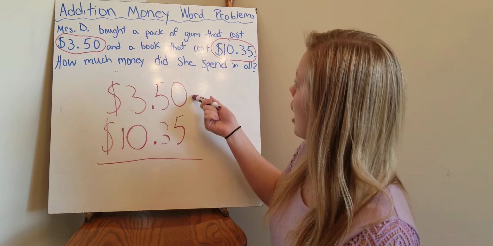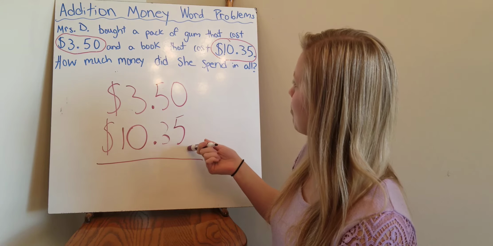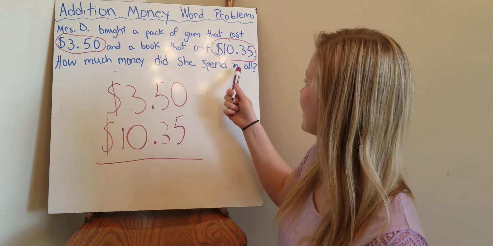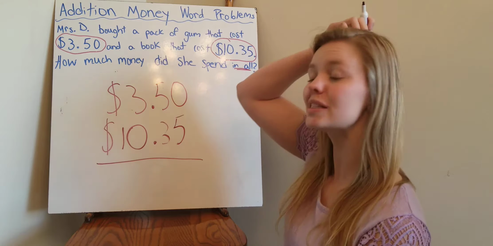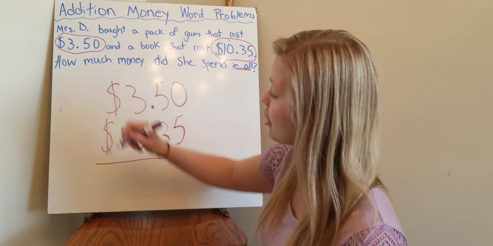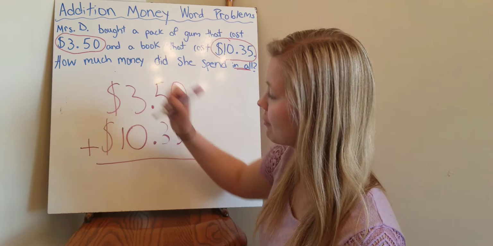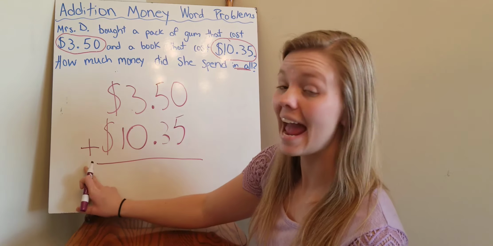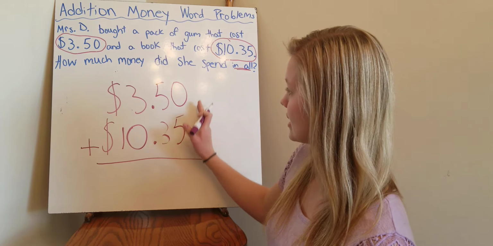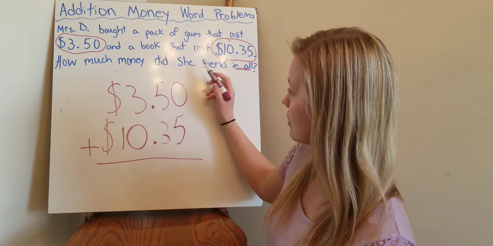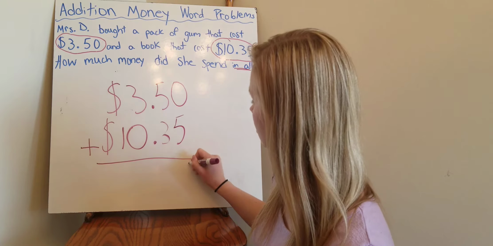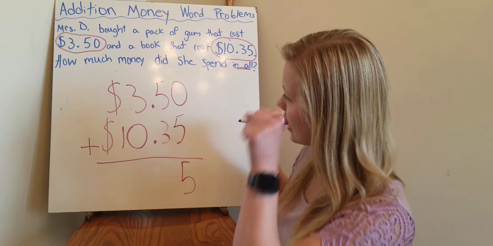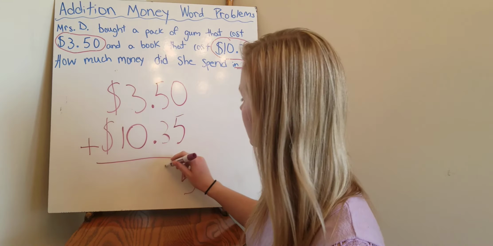Mrs. D bought a pack of gum for $3.50 and a book that costs $10.35. How much did she spend in all? Okay, this in all means we're going to add. And all your problems today are going to be addition, okay? You're going to add for every single one, so that should make it a little easier. Okay? When we add, we always start on the right side. We start with the farthest right digit. 0 plus 5 is 5. 5 plus 3, we go 5, 6, 7, 8.